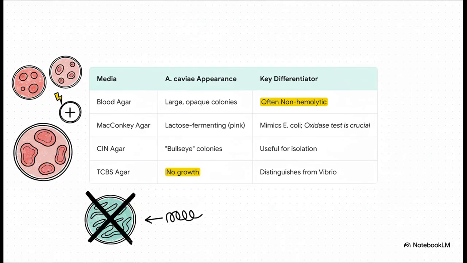Now, on the culture plate is where things can get really tricky. On blood agar, Aeromonas caviae is usually non-hemolytic, which is a key difference from the very beta-hemolytic Aeromonas hydrophila. And here's the classic pitfall. On MacConkey agar, it often ferments lactose, turning the colonies pink, making it look for all the world like E. coli. This is exactly why the oxidase test is non-negotiable. And of course, no growth on TCBS agar. That's your quick and easy way to rule out Vibrio.